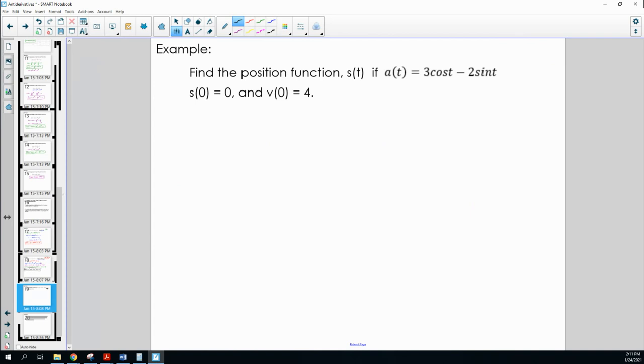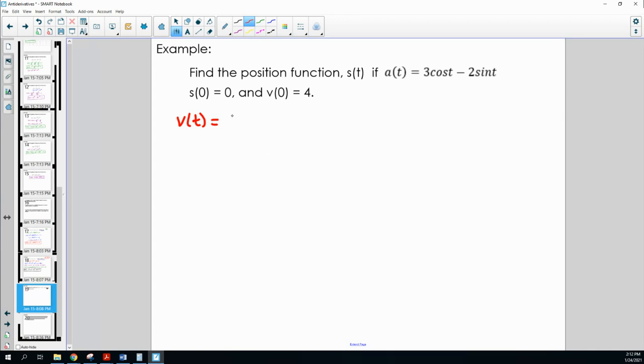Okay, so we're just going to look at another one, but this in terms of position. So find the position function s of t if the acceleration is equal to this, and then they tell us something about s and v. So s of 0 is equal to 0, and v, the velocity, of 0 is equal to 4. So first thing I have to do is find the velocity. So v of t, I'm going to take the antiderivative of the acceleration.